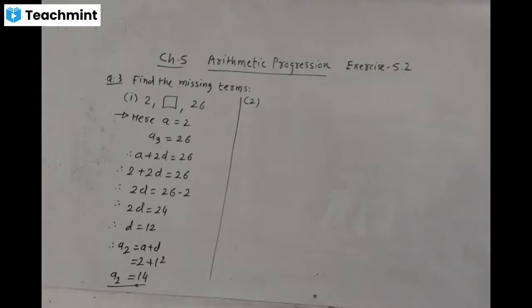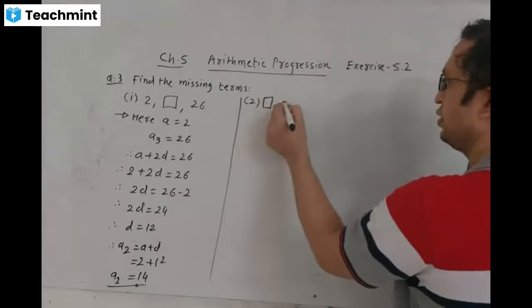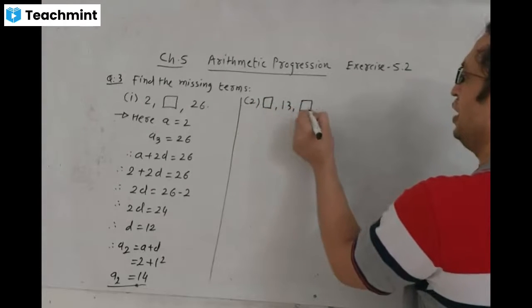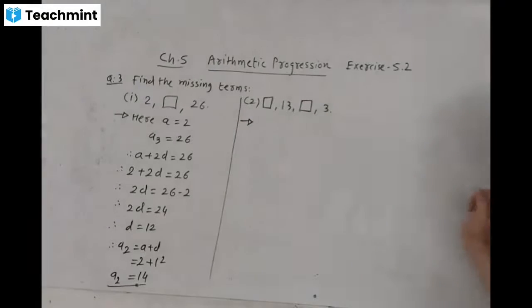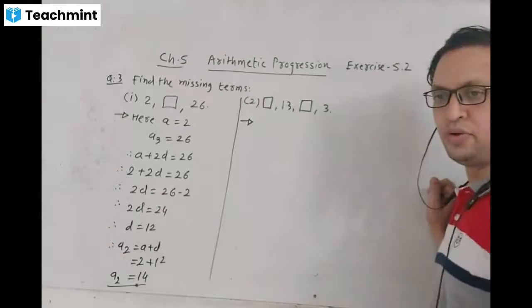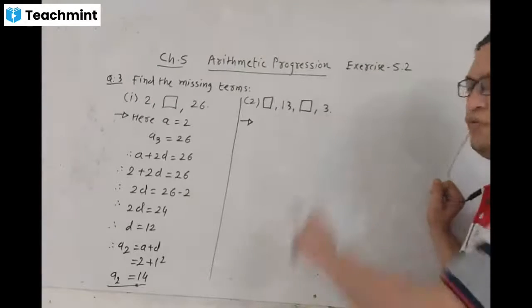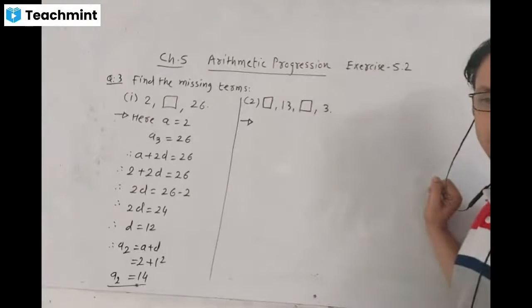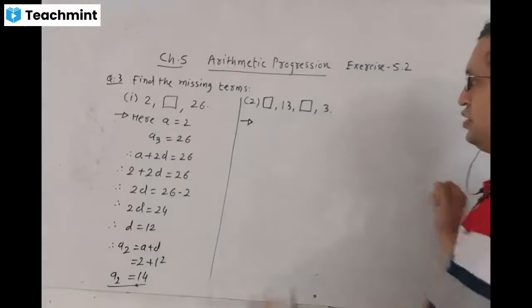Second one question. Blanks, 13, blanks, 3. Here, first and third term is blank. First and third term is the missing term. Second and fourth term is given in the question.